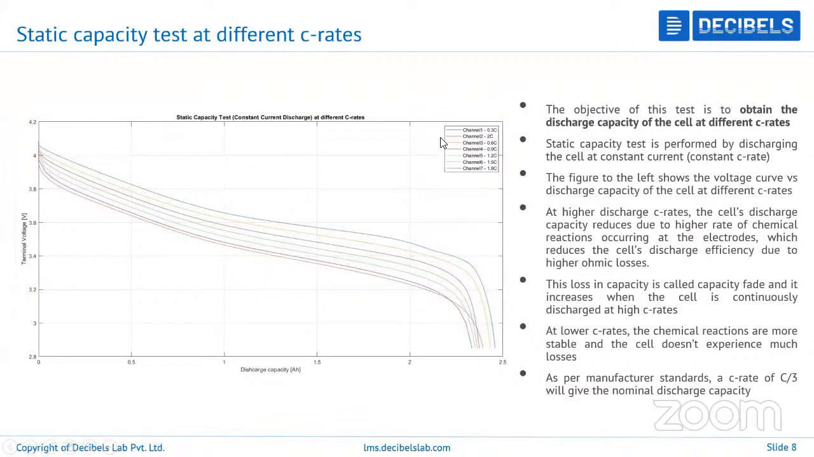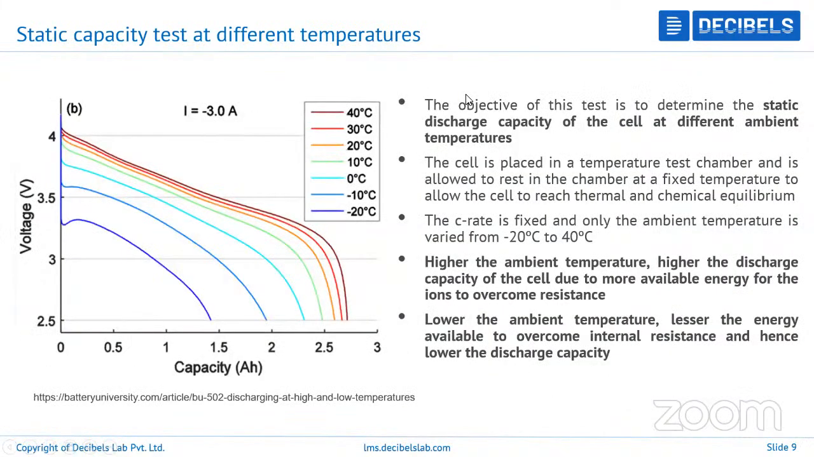Okay. So now we have seen static capacity at different C rates. Okay, so that is nothing but at different current magnitudes. So now we'll see static capacity at different temperatures. Okay, so similar to how the C rate test was performed, here the current value that is being discharged from the cell will be kept constant, while the temperature will be varied. Okay, so the ambient temperature of the cell will be varied.